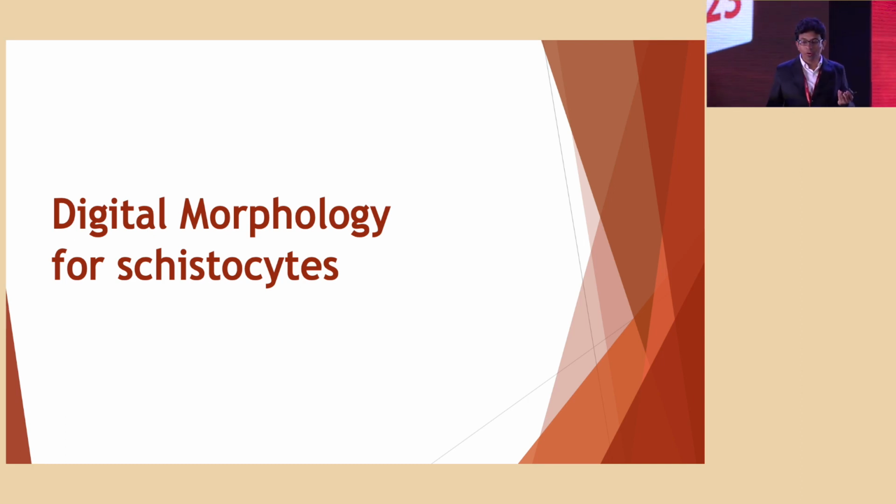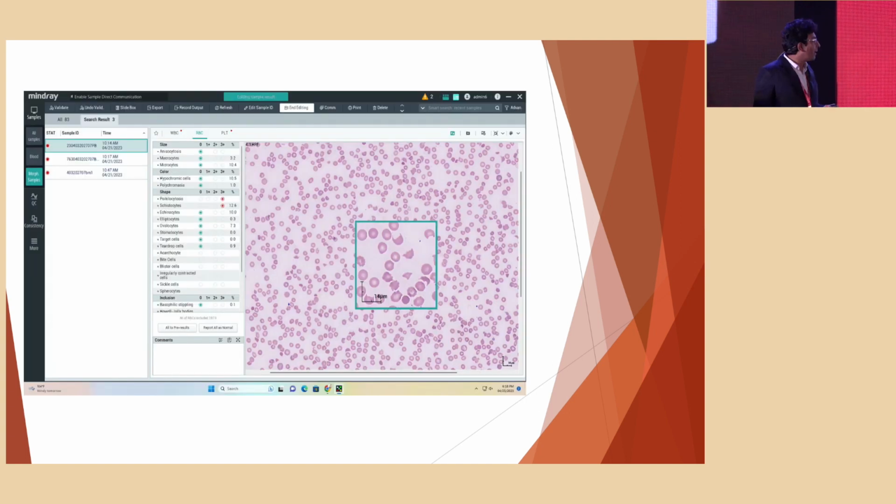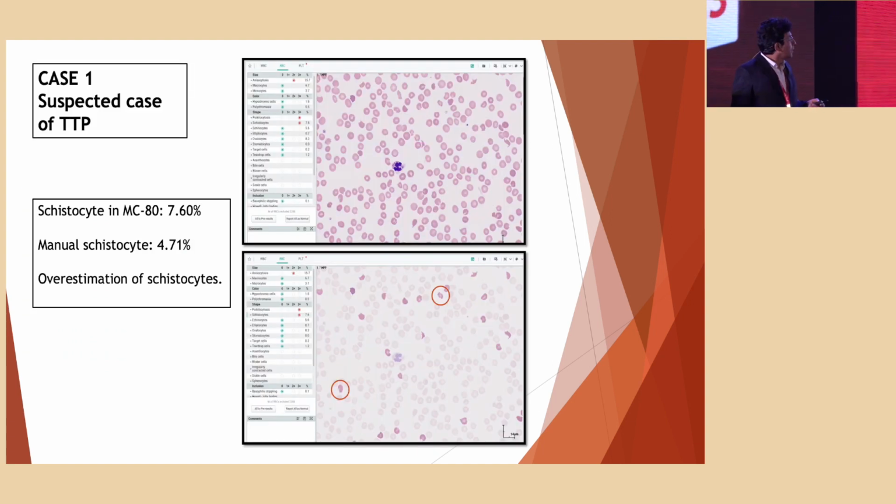Coming to digital morphology for schistocytes. We are already in the AI era. We have installed MC80 in our lab, and it is really nice that it automatically scans, differentiates into different RBC types, and quantifies them. I pulled out a few cases to show. This was a suspected case of TTP. MC80 showed 7.6%, and manually we got about 4.7%. So it slightly overestimates.